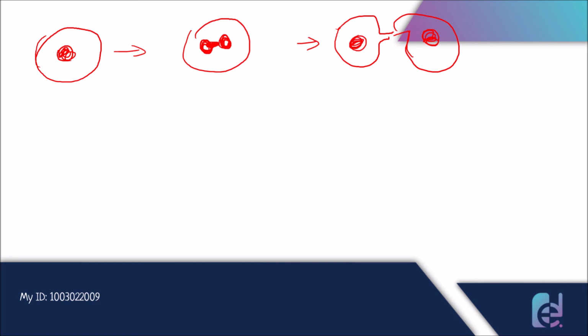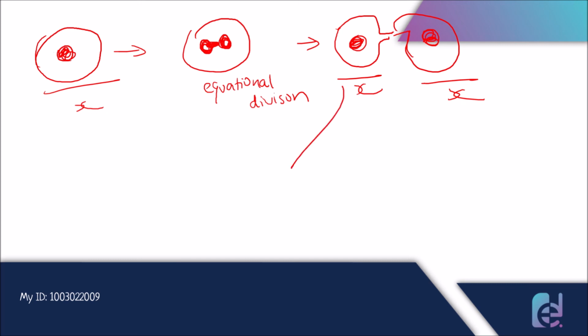Now initially there is equational division. These both daughter cells in the first step have X number of chromosomes. This also has X. The mother cell had X. But after this, when this divides, it does not duplicate the nucleus as in this. Meaning, it divides the nucleus just in half.